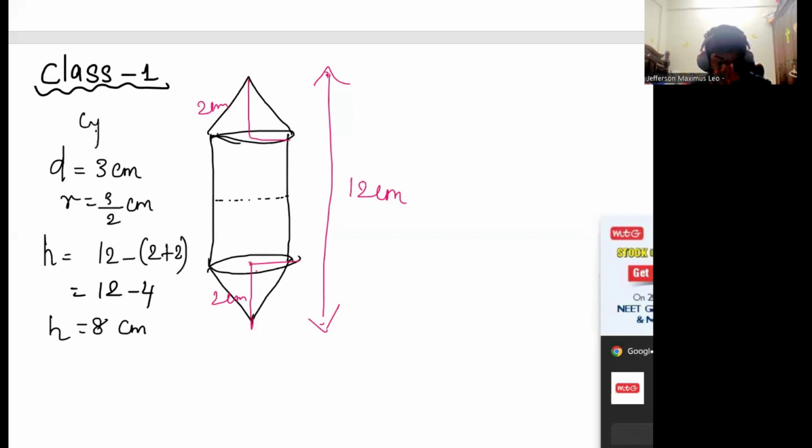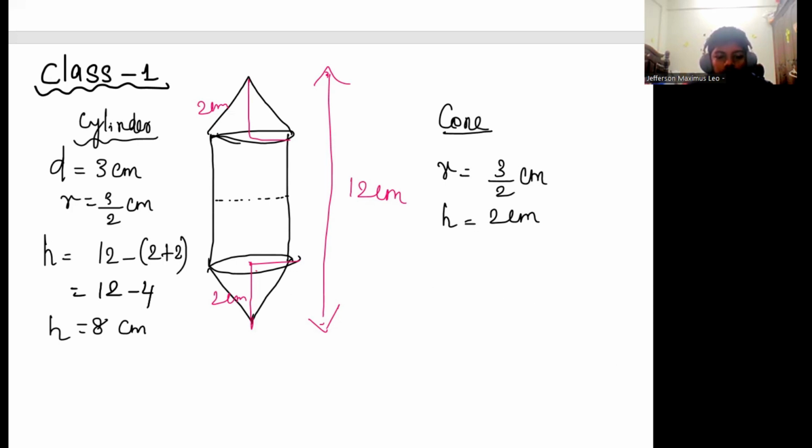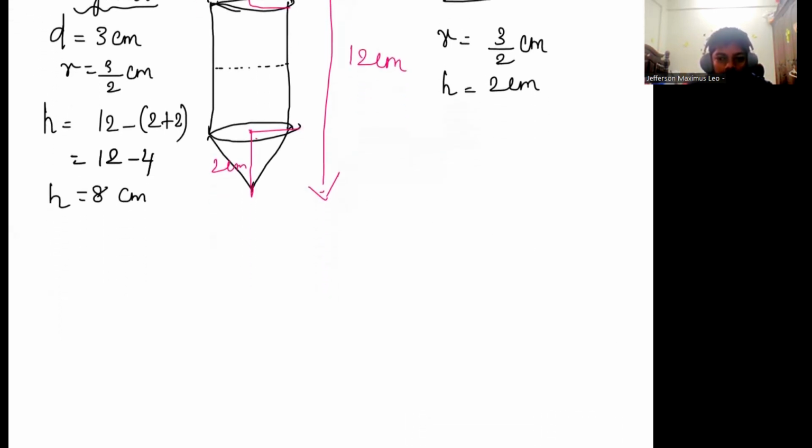These are for the cylinder alone. So for a cone, what is the radius? 3 by 2 centimeter. Here height is 2 centimeter. Then only the calculation part is remaining. That is, volume of the cylinder plus volume of the two cones.